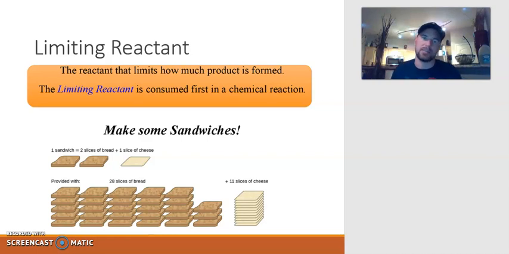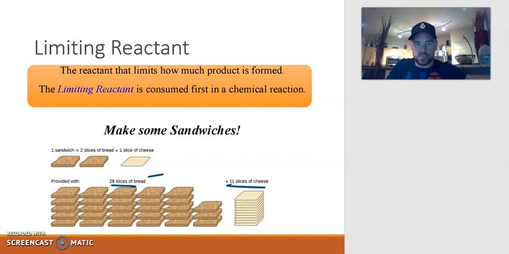Let's imagine we're making sandwiches. To make one sandwich, it takes 2 slices of bread and 1 slice of cheese. We're making some really basic grilled cheeses here, delicious nonetheless. Let's say you're working behind the counter at a sandwich shop and you notice that you have 28 slices of bread and 11 slices of cheese. So you have a defined amount of both, not an unlimited amount. If all of the bread was used up, what's the maximum amount of sandwiches you could make?